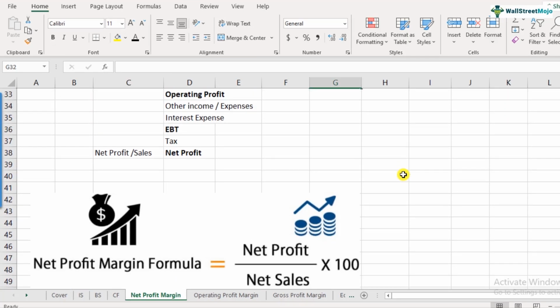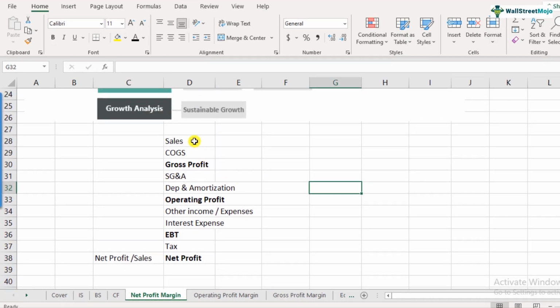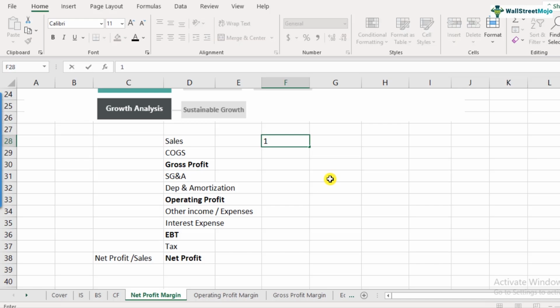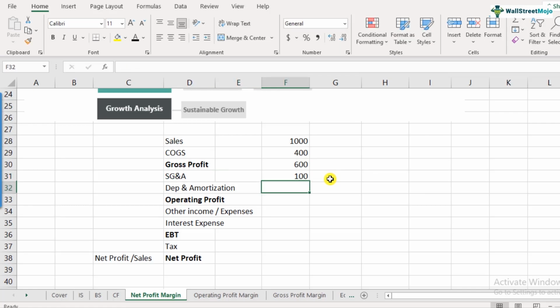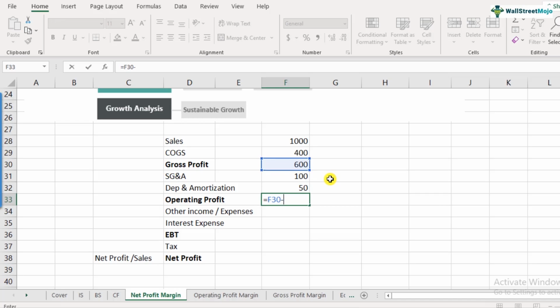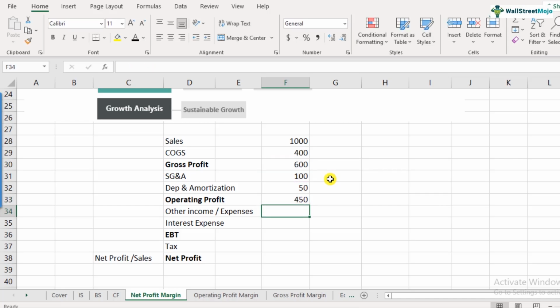Let us now do a quick calculation of net profit margins here, since we have the income statement flow, and I'll put some random numbers here in order to get to the final calculations. So let's say sales is 1000, cost of goods sold is 400. So we get gross profit as 1000 minus 400, that is 600. SG&A expense, selling general and admin expense, let's say it's 100. Depreciation and amortization 50. So we get the operating profit as 600 minus 100 minus 50, that is 450.